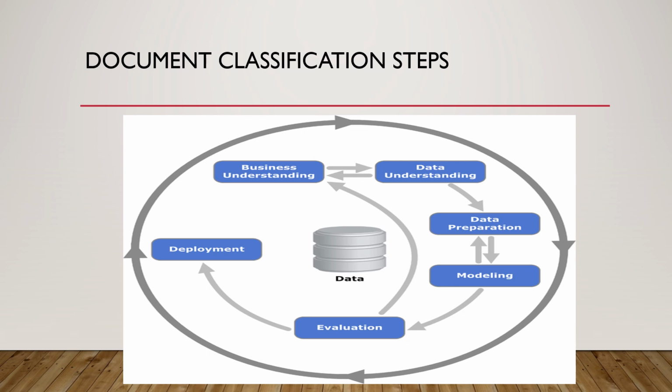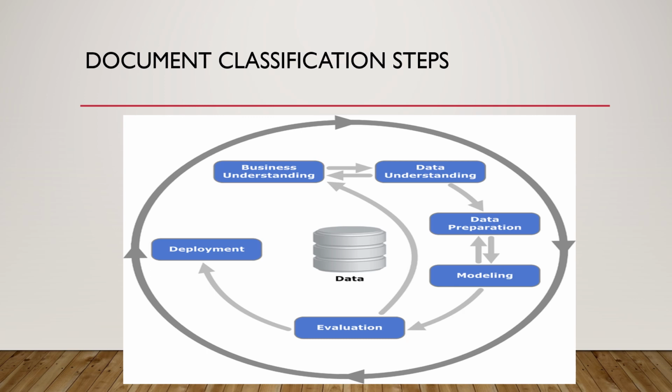Document classification steps. These document classification steps go into six main steps. First is business understanding. In business understanding, we start up a business, we get the customers, and next we understand the requirements given by the customers, and we go into data understanding. The next step is data preparation. Using the customer requirements, we collect the attributes and the entities for data preparation for the further step.